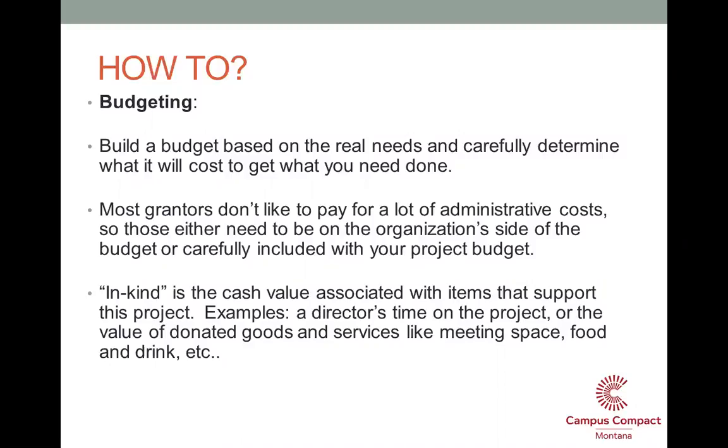Most of your host sites will have somebody who does the fiscal operations of the college or the nonprofit. That person is your friend when it comes to budgeting. You can talk about, okay, these are what I think it's going to cost. We want to do this, this, and this. Here's what I think it is. They'll ask you the hard questions that maybe you haven't considered. So when you're building a budget, think hard about what you need to get done and what it's going to cost, and be honest about that.